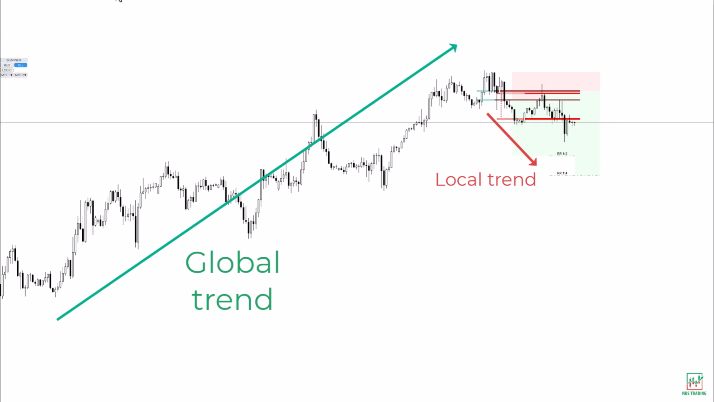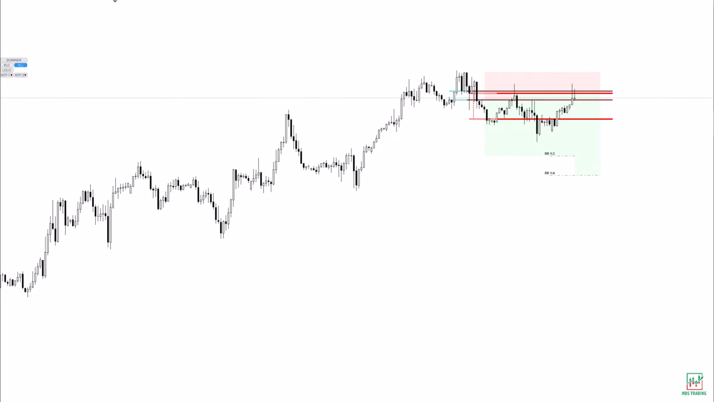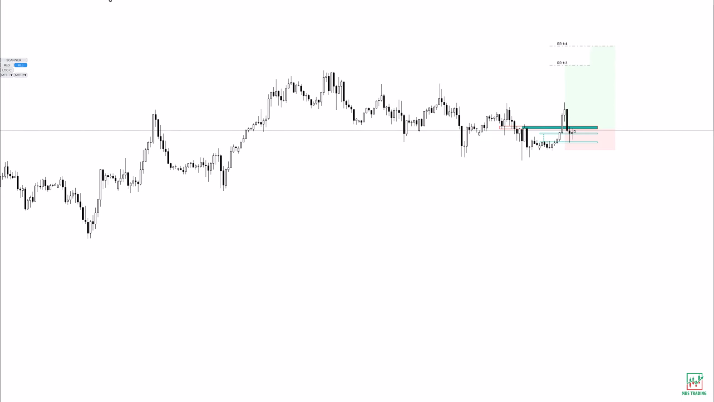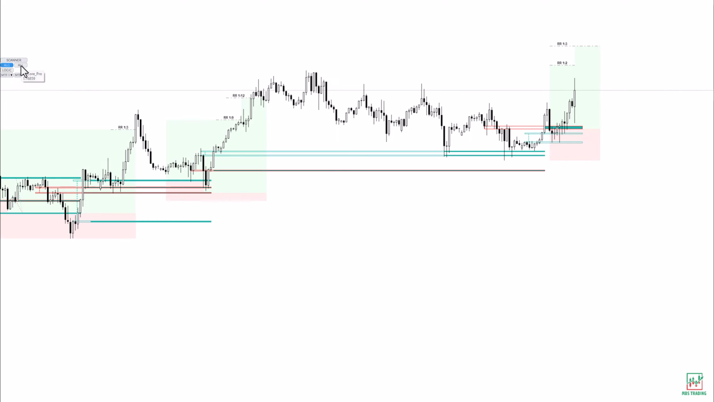The difference is that local trend changes are shorter term and contain more manipulation than global ones. Local trend reversals may simply be corrections within the global trend and are recommended for experienced traders.